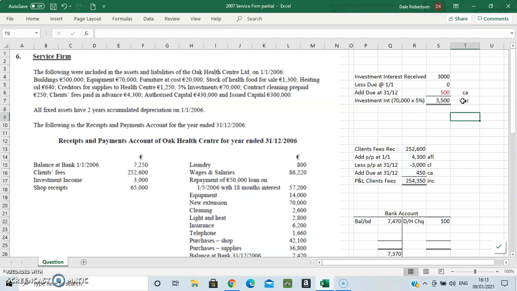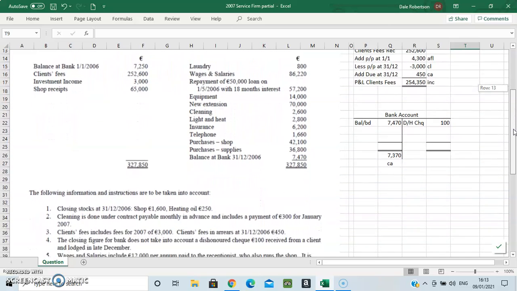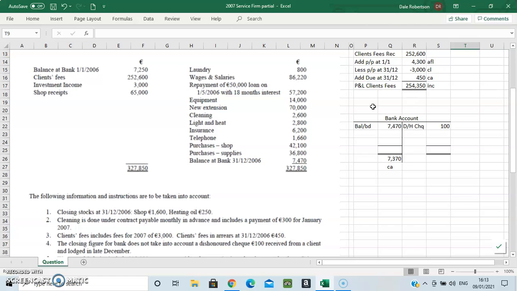Now, let's look at the client's fees working for a moment. The client's fees working will be generally the same as we've done before. So it is 252,600 at the top. You add on an amount prepaid at the start of the year, which was 4,300 from the top sentence. You take away if there's anything prepaid at the end of the year, which is 3,000, and you add on if there's anything due at the end of the year, which is 450. And that gives you that 254,350.